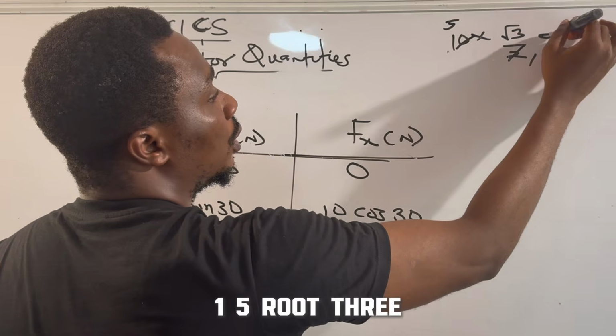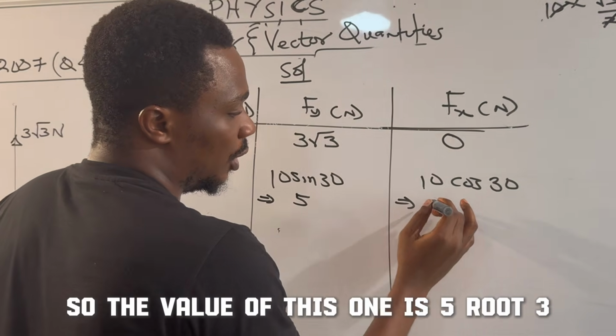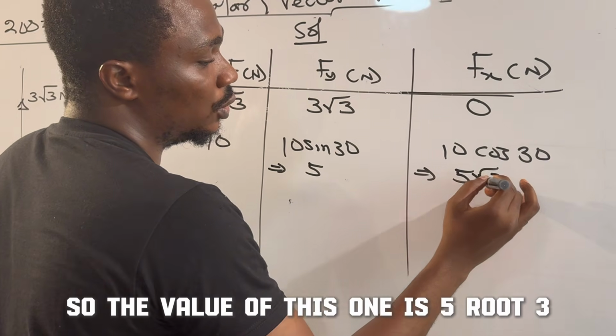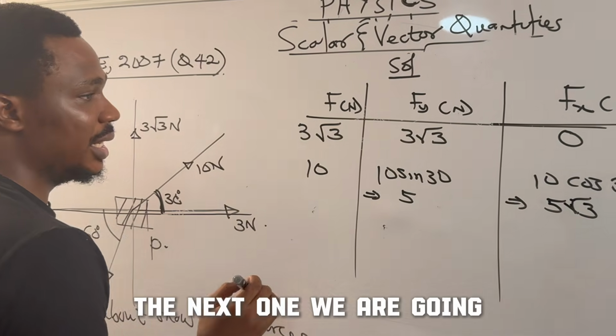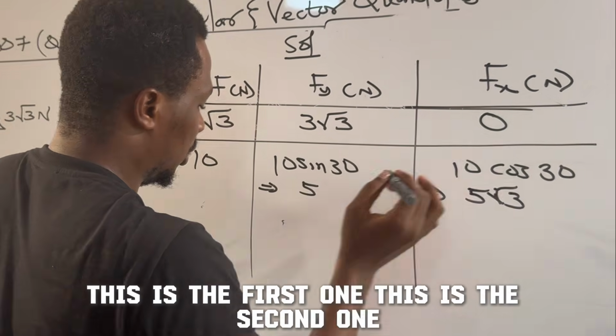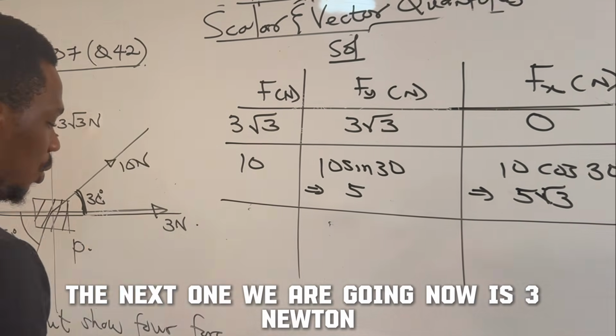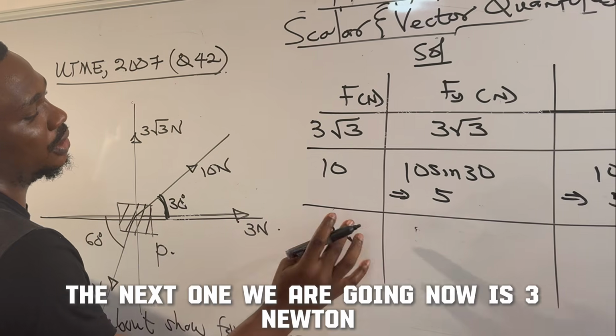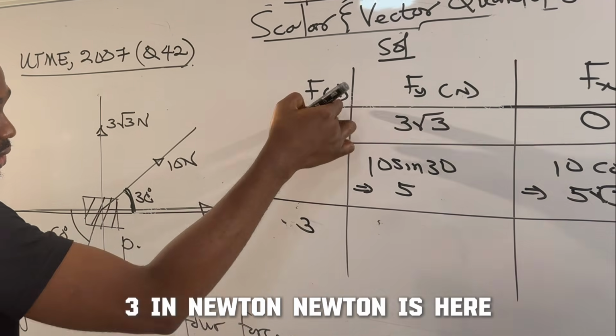So what do you call this one? 5 root 3. So the value of this one is 5 root 3. The next one we are going, this is the first one. This is the second one. The next one we are going to now is 3 Newton. 3 Newton. This one is here.